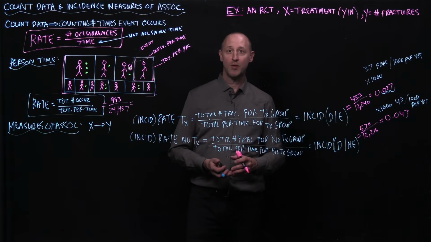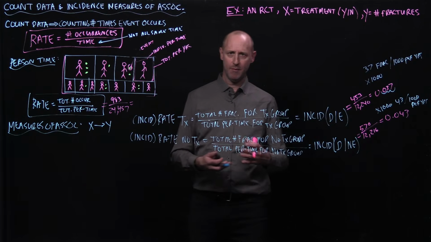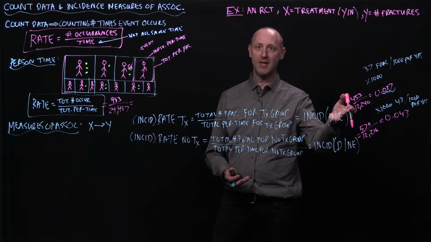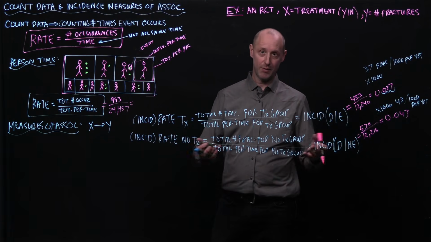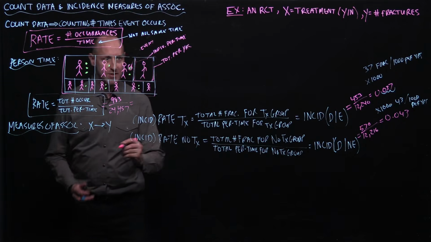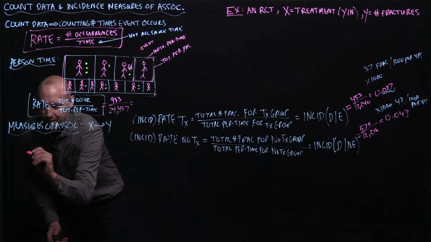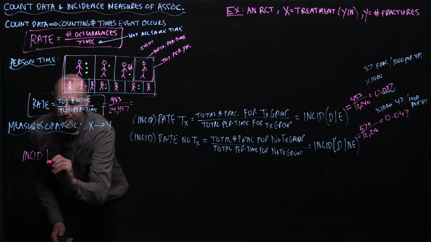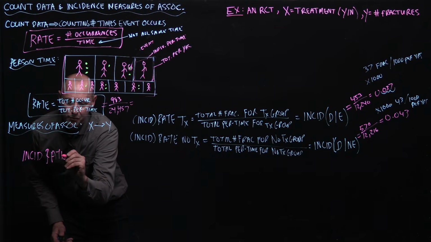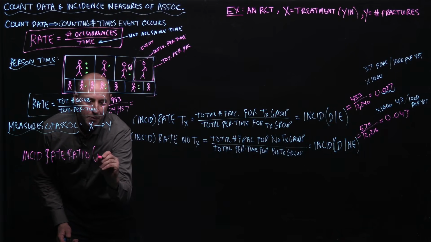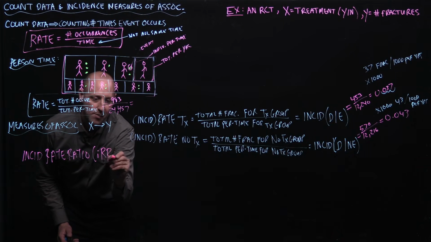So let's get to talking about the measures of association. Right? We saw in previous videos that we want to compare these two. Right? What's the rate of the disease or the rate of fractures for the treated group and the untreated group? And we saw that here we can look at what we're going to call the Incidence Rate Ratio. And I'm going to put a little iRR.